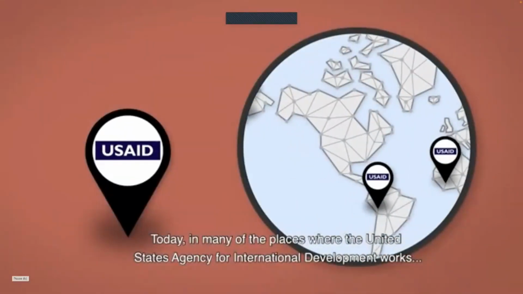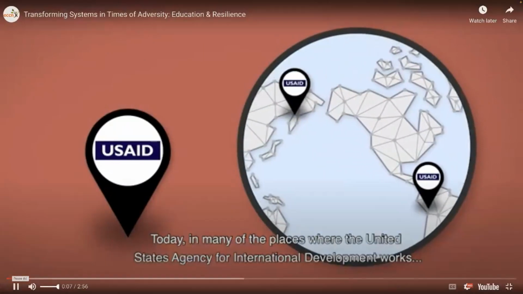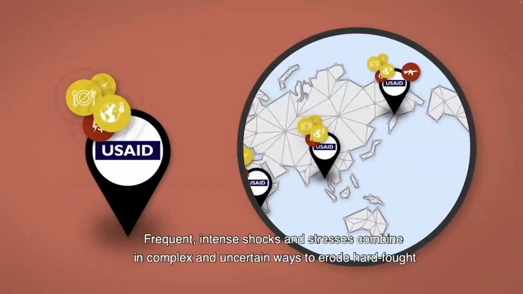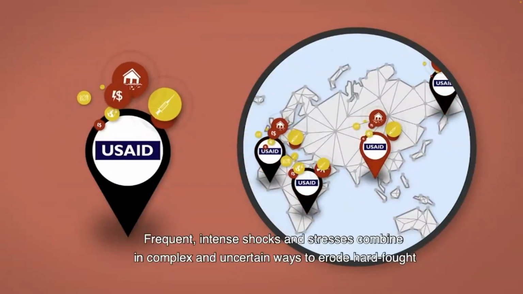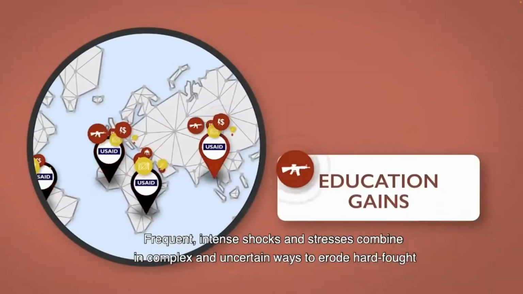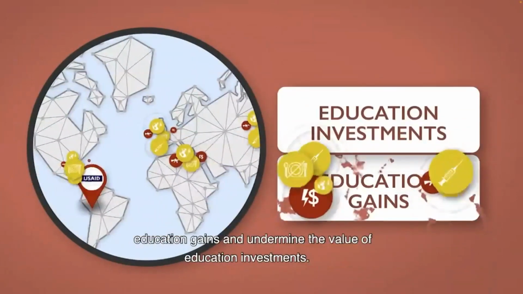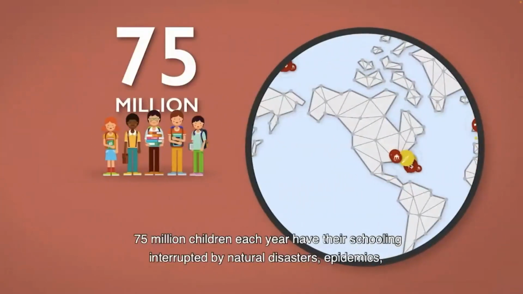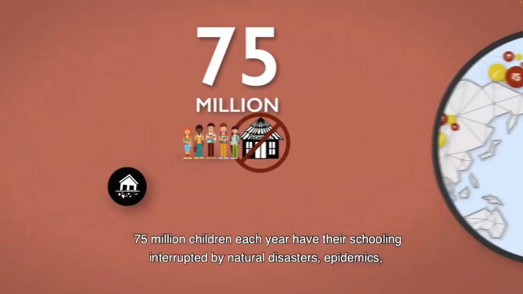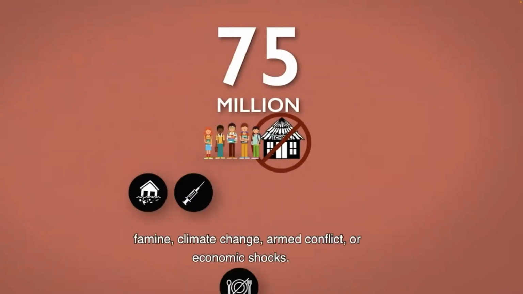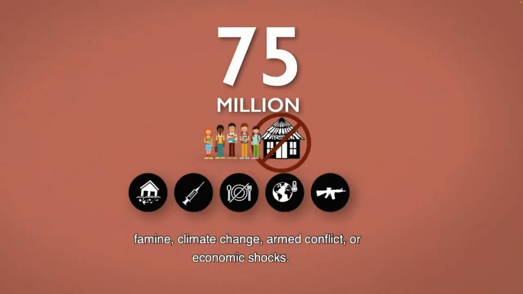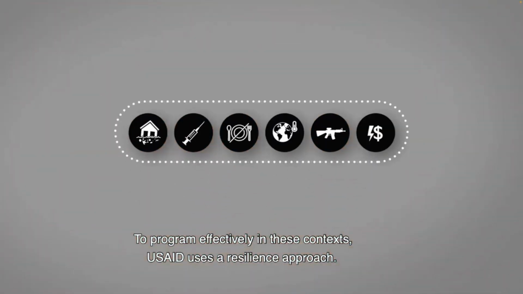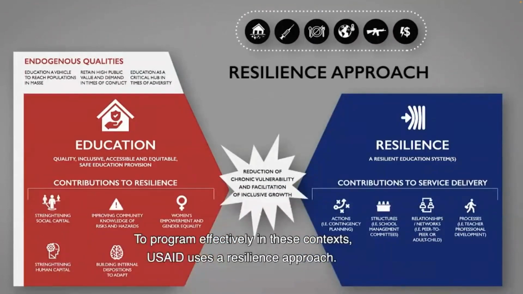Today, in many of the places where the United States Agency for International Development works, conflict and crises have become a way of life. Frequent intense shocks and stresses combine in complex and uncertain ways to erode hard-fought education gains and undermine the value of education investments. 75 million children each year have their schooling interrupted by natural disasters, epidemics, famine, climate change, armed conflict, or economic shocks. To program effectively in these contexts, USAID uses a resilience approach.